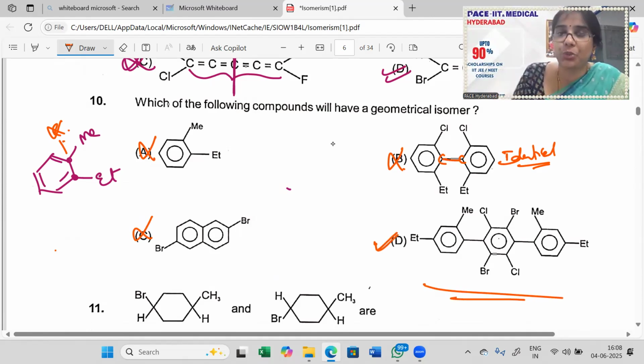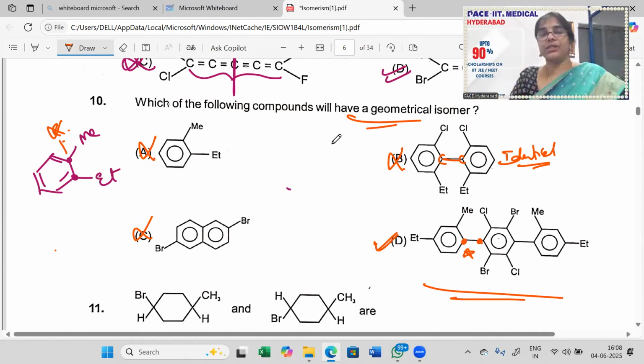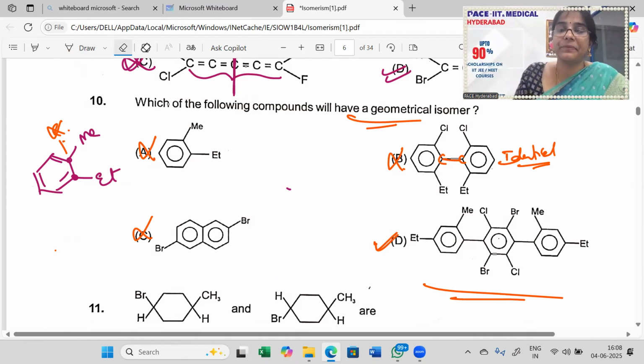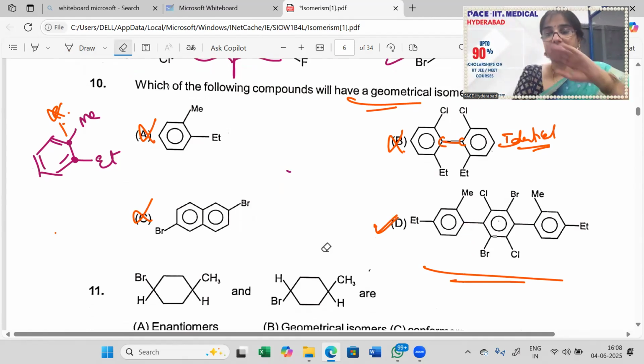And then option D is correct. Which of the following compounds will have geometrical isomers? Option D will show the geometrical isomer in this position. Definitely this is my restricted position, wherein I can show you the geometrical isomerism there. All right, next, move on.